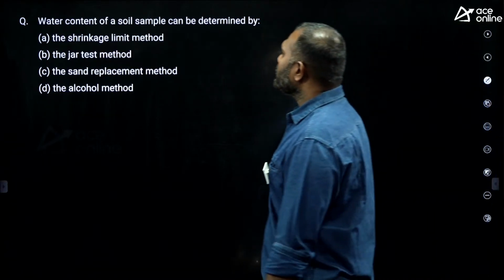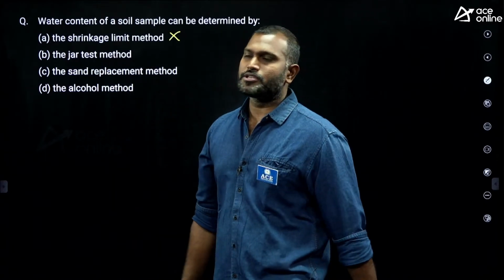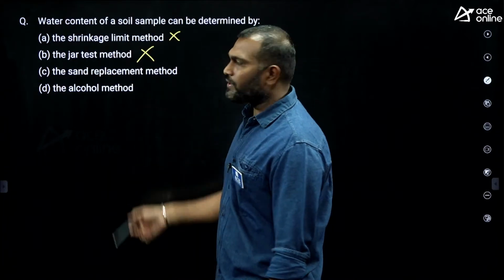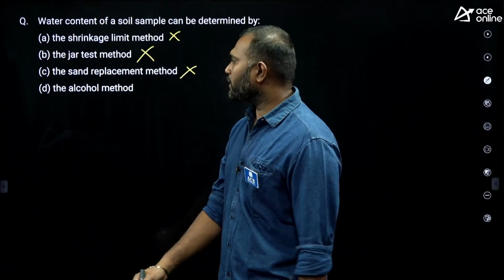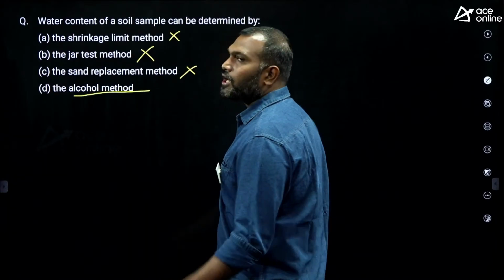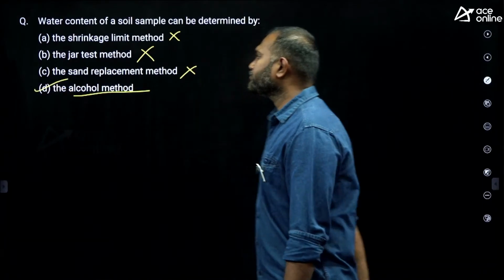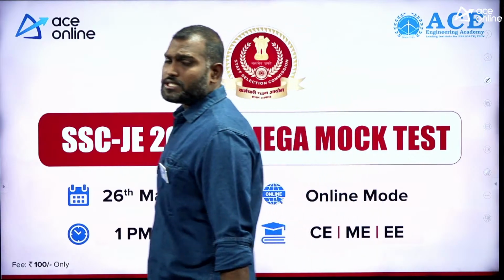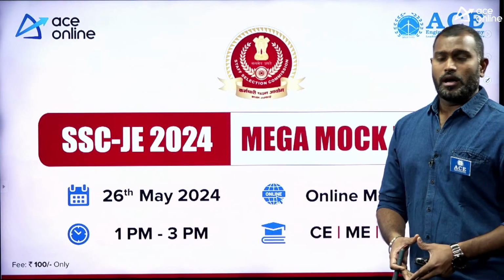Water content of soil can be determined by shrinkage limit method? No, that is to determine the shrinkage limit. Jar test? No, that is for the specific gravity. The sand replacement method? No, that is for the unit weight. And alcohol method? Alcohol method is one of the methods to determine the moisture content. So option D.